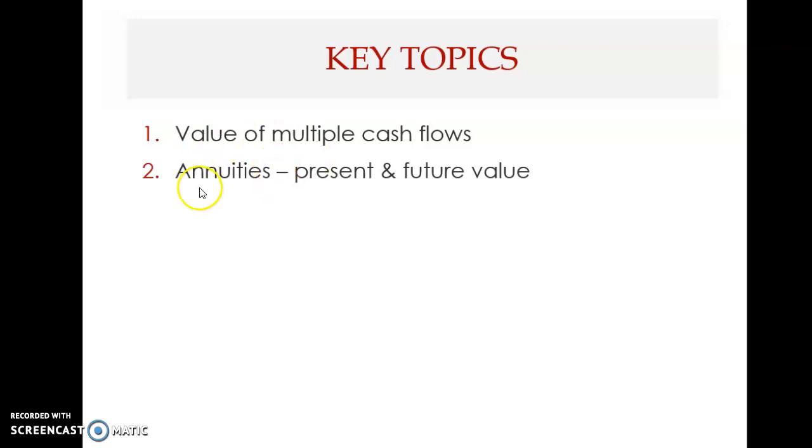Then the second key topic is about annuities. We will look at what is an annuity. Then we will look at the present and future value of an annuity, how to determine the value of annuities. Here we determine the value of multiple cash flows. Here we look at the value of annuities. And once we know about annuities and we can determine the present value or the future value of an annuity, then we look at the other aspects of annuities in this topic.